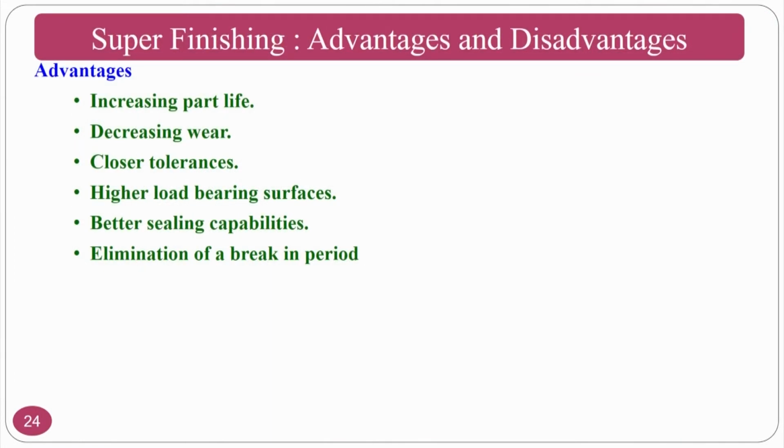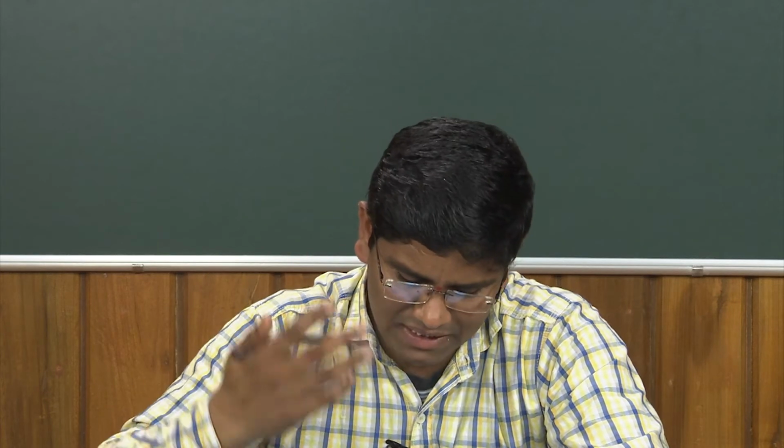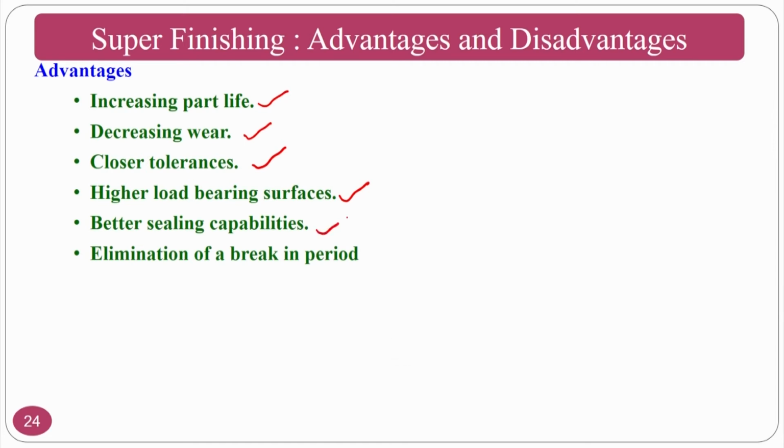The advantages of the super finishing: it increases the part life, that is the component life, and decreases the wear, because your surface peaks are very few, so the wear will be very less. Close tolerances, you can achieve much better tolerances as per the requirement of the customer. High load bearing surface: if the surface roughness is too low, the number of peaks will be very less, so the load bearing area of that particular surface will be increased. Better sealing capabilities, and at the same time elimination of the break-in period.